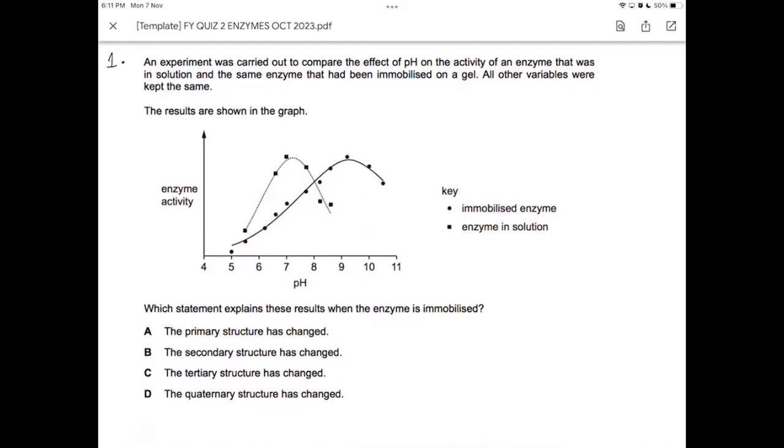And usually enzymes have a tertiary structure. Quaternary is also possible, but mostly they have a tertiary structure. And when we talk about the effect of pH and the effect of temperature on enzymes, we are talking about the tertiary structure. Is this clear and understood to both of you?